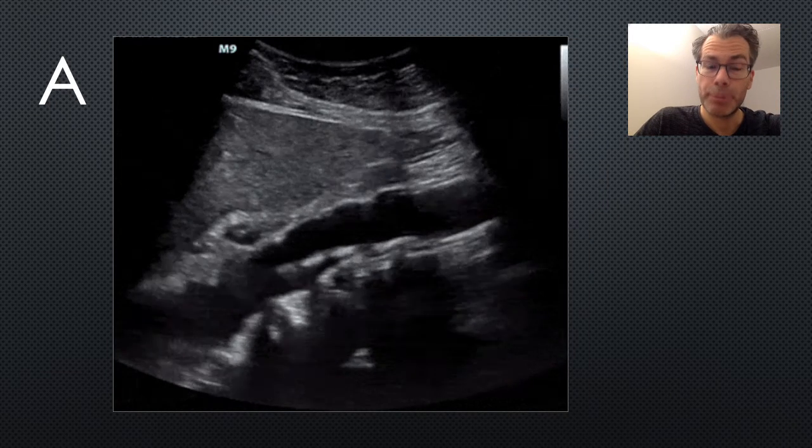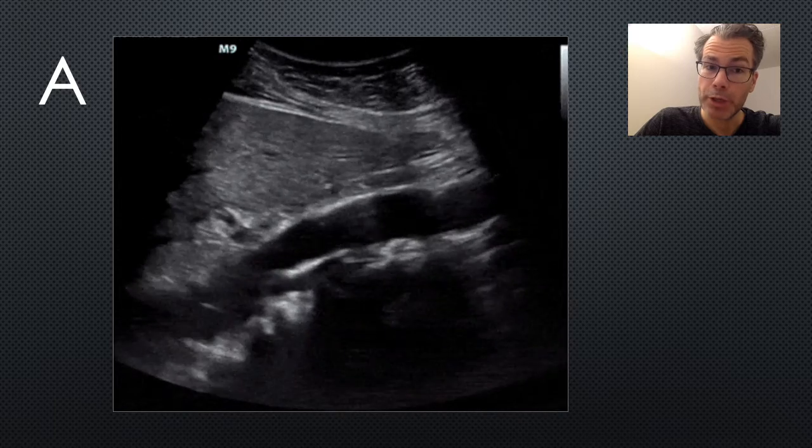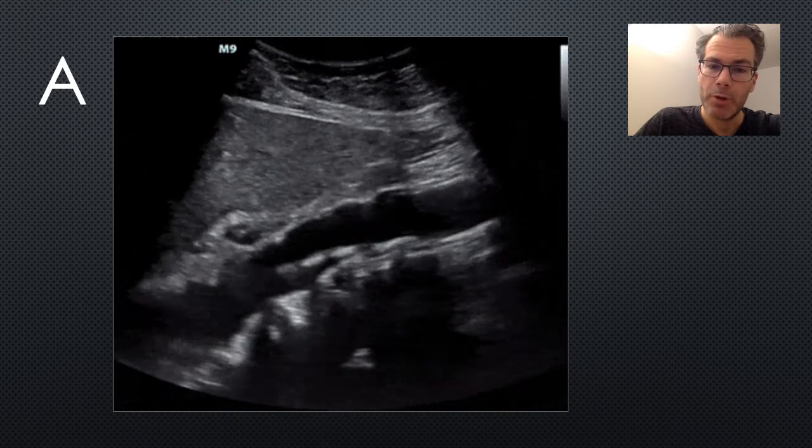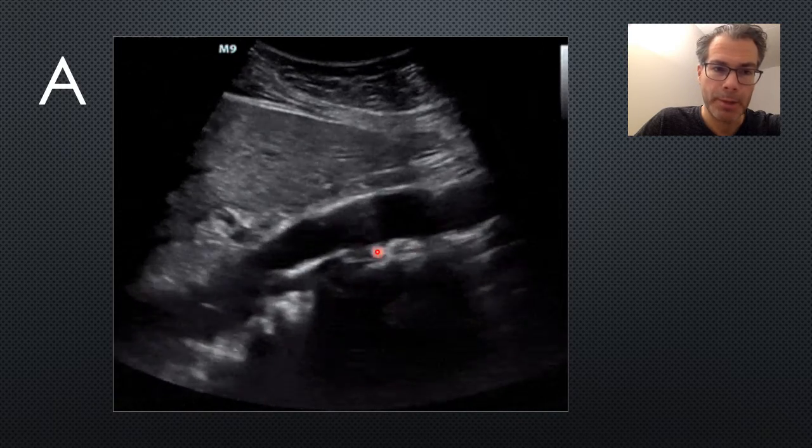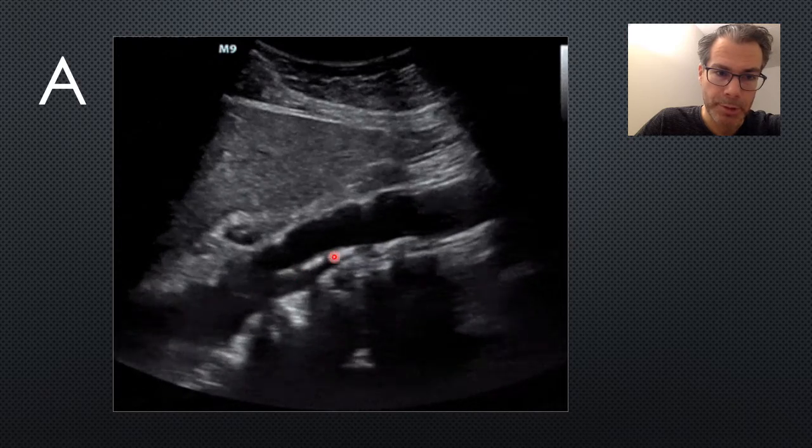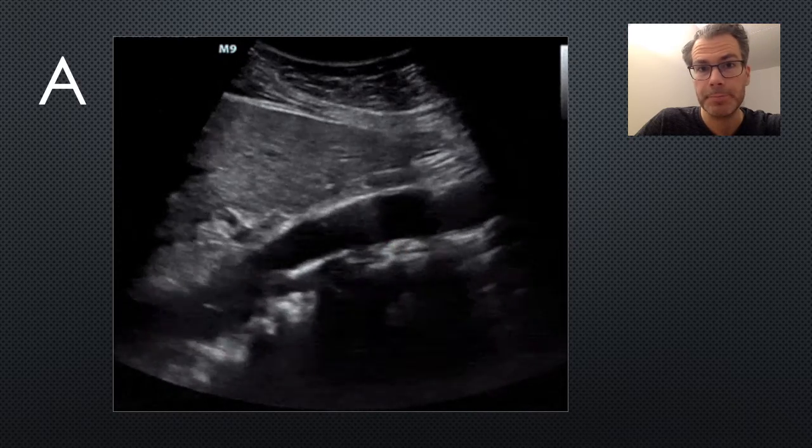So as well as AAA, also keep your eyes out for dissection flaps. So here's a longitudinal view of the aorta, and this is the dissection flap just here. So just keep your eyes out for that.